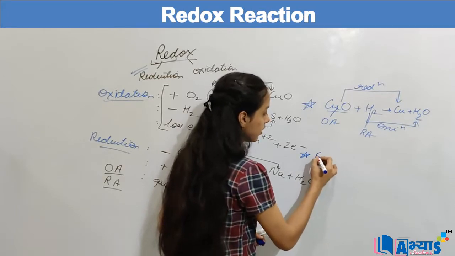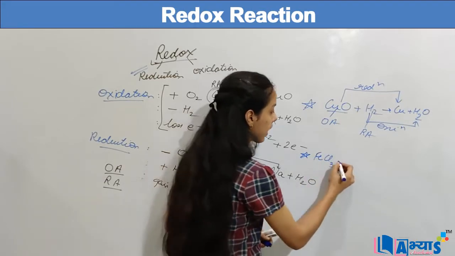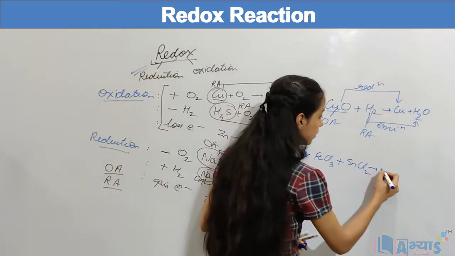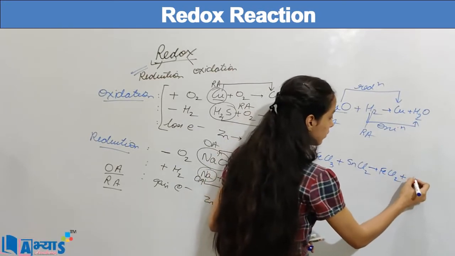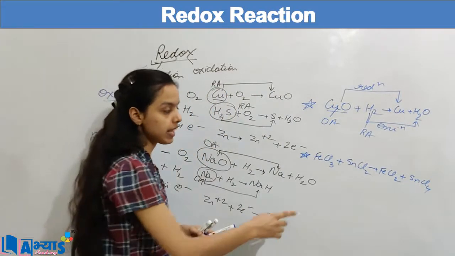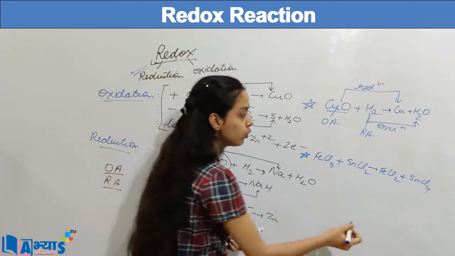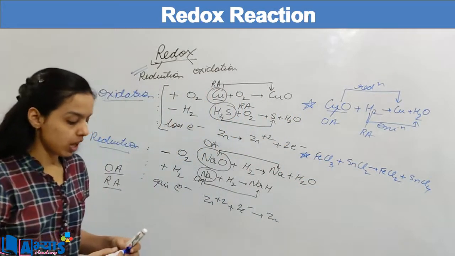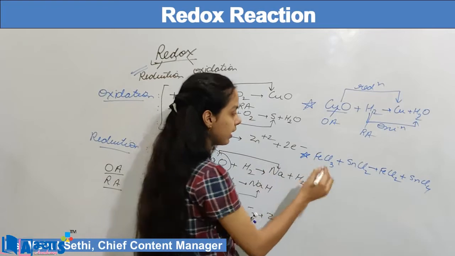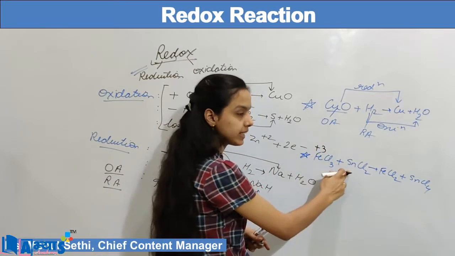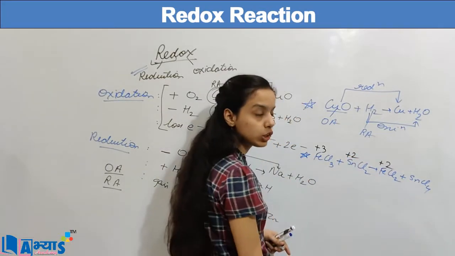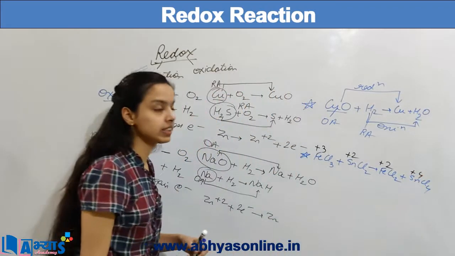If I have ferric chloride reacting with stannous chloride to form ferrous chloride and stannic chloride, so we have FeCl3 reacting with SnCl2 to form FeCl2 plus SnCl4. Now in this case, you must clearly know that in this compound, iron is in the valency of +3. Sn means tin, and tin is in the valency of +2. In the products, iron is in +2, and tin is in +4.